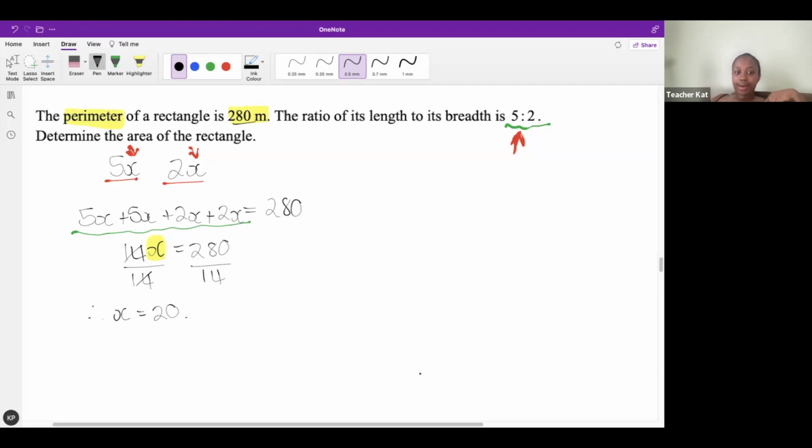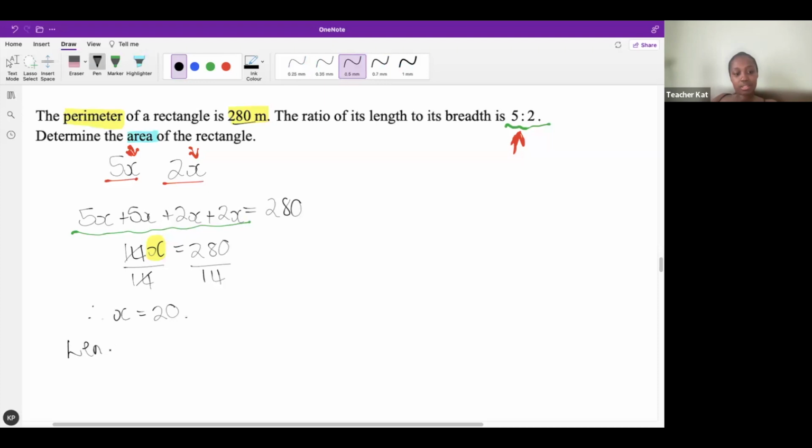Are we done here? Did they ask us for the number we're going to multiply x by? No, they asked us for the area. But before we even get there, guys, we said the length is how long? Is the length x? Go back to the ratio. Was the length x in the original? Thank you, Tebogo. Beautiful. We have to substitute. Now we know that x is 20.